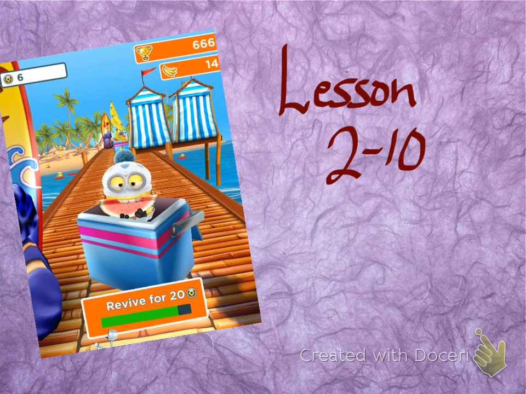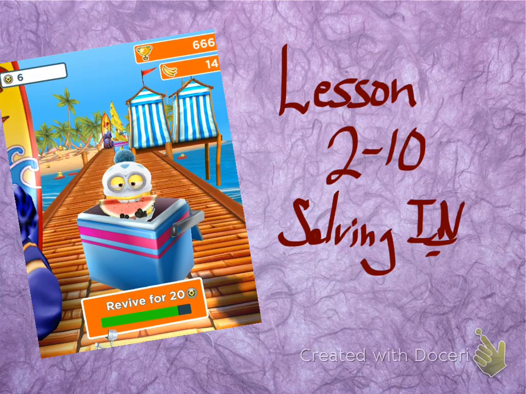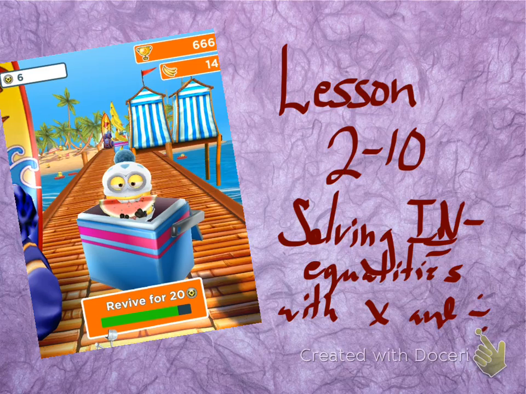Well, hello class. Alright, so this is going to be our final lesson of Chapter 2, Lesson 210. In this lesson, we are going to be talking about solving inequalities, things like greater than, less than, greater than or equal to, less than or equal to. And this time, we're going to be focusing on inequalities that have either multiplication or division in them, keeping in mind, again, that multiplication and division are opposites of each other.